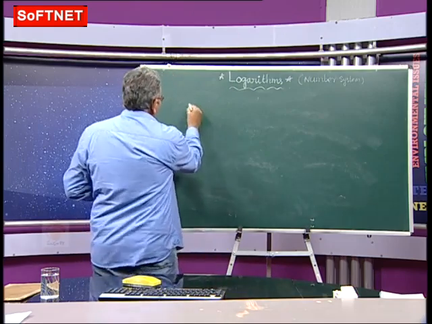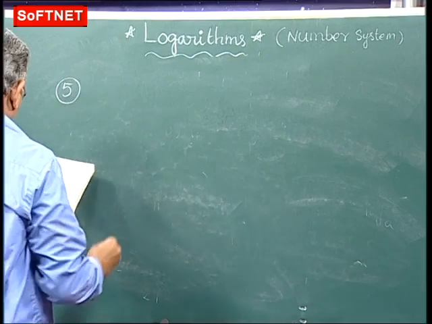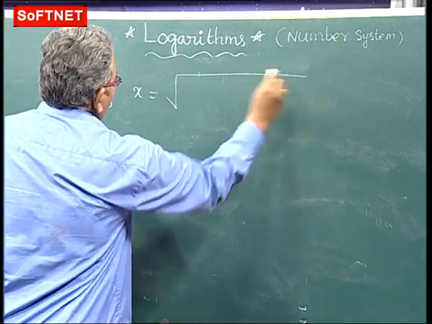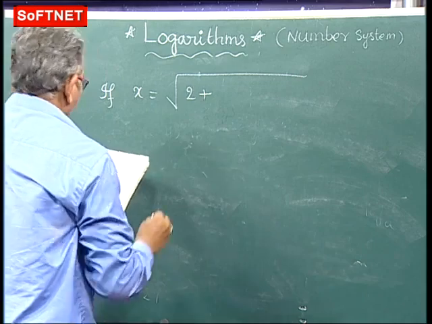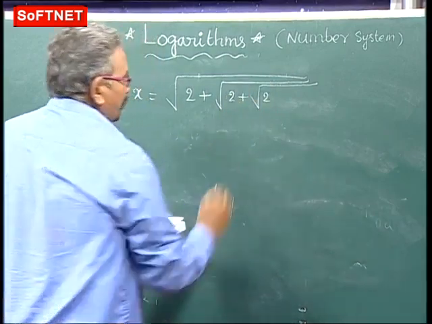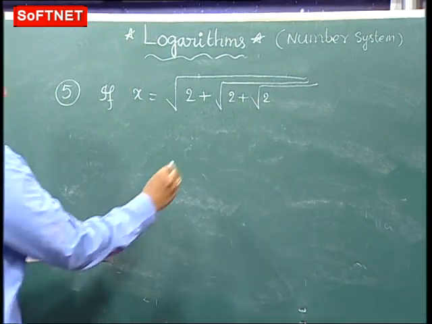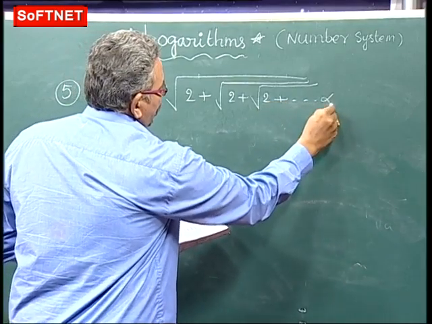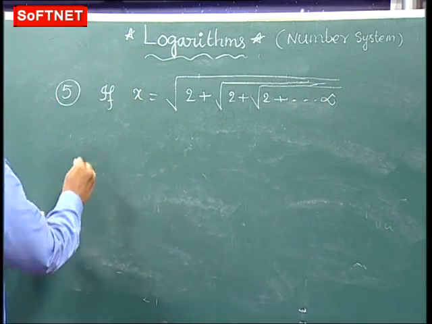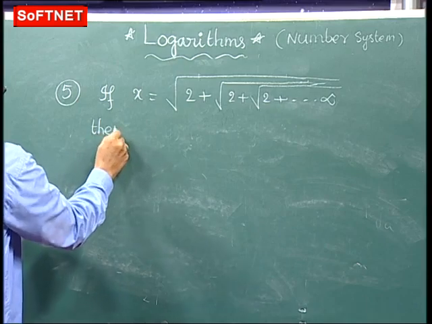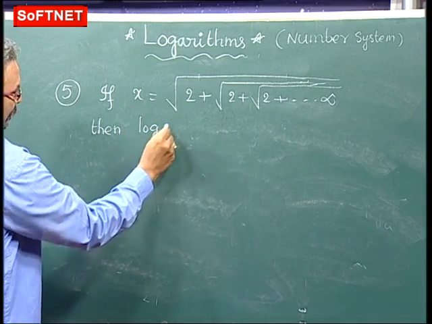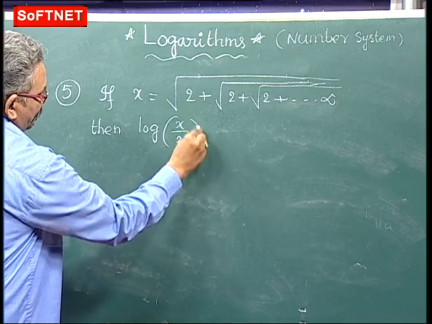Okay, now if x is equal to root 2 plus root 2 plus root 2 plus dash dash infinity, that means infinity terms, then log of x by 2 is equal to.